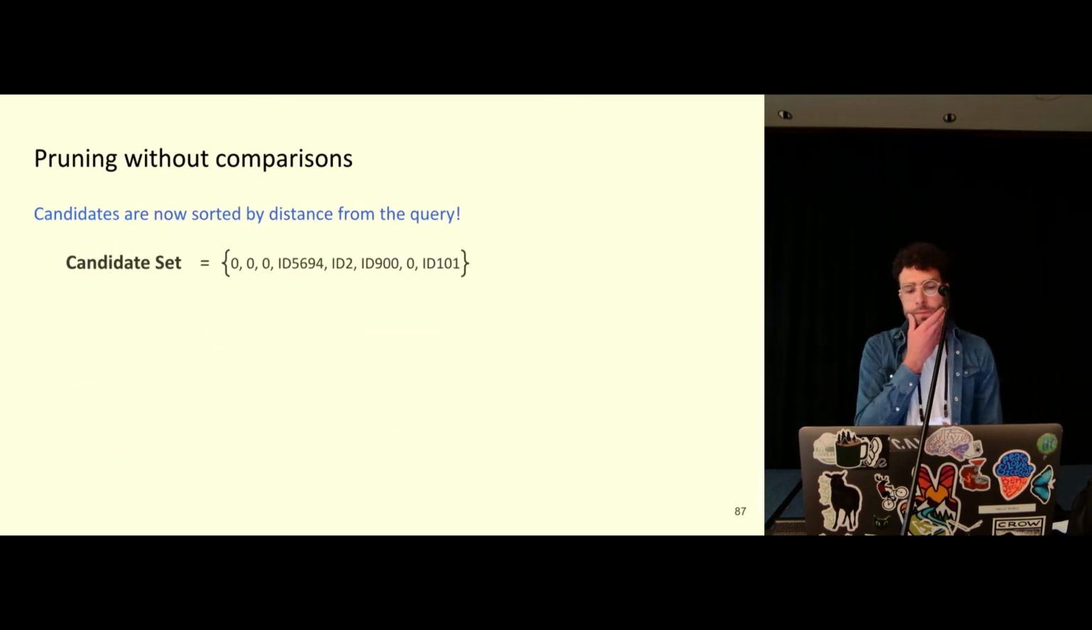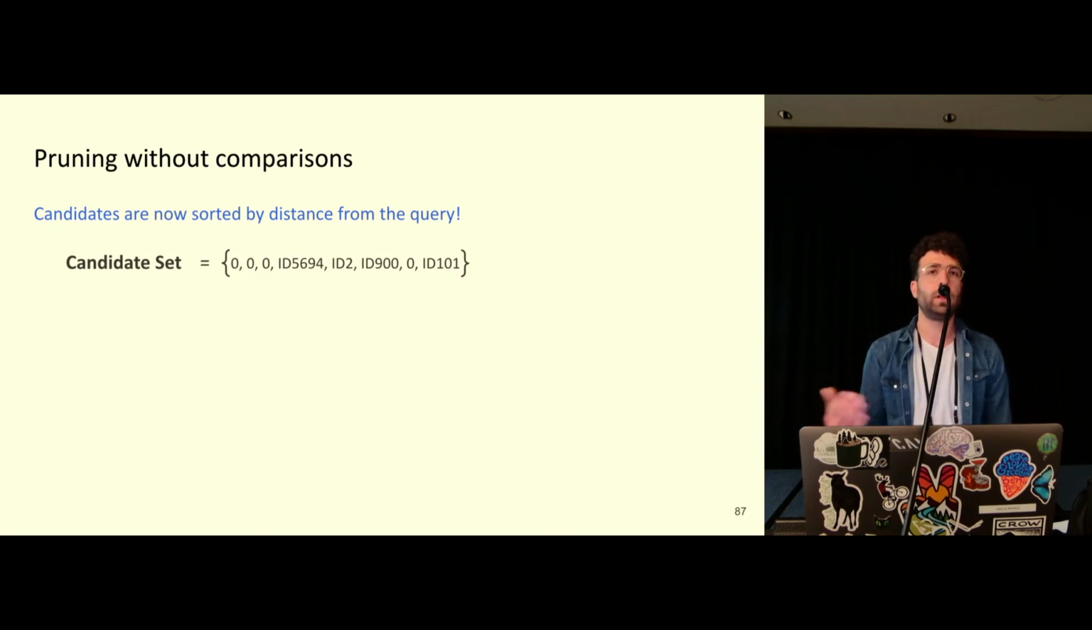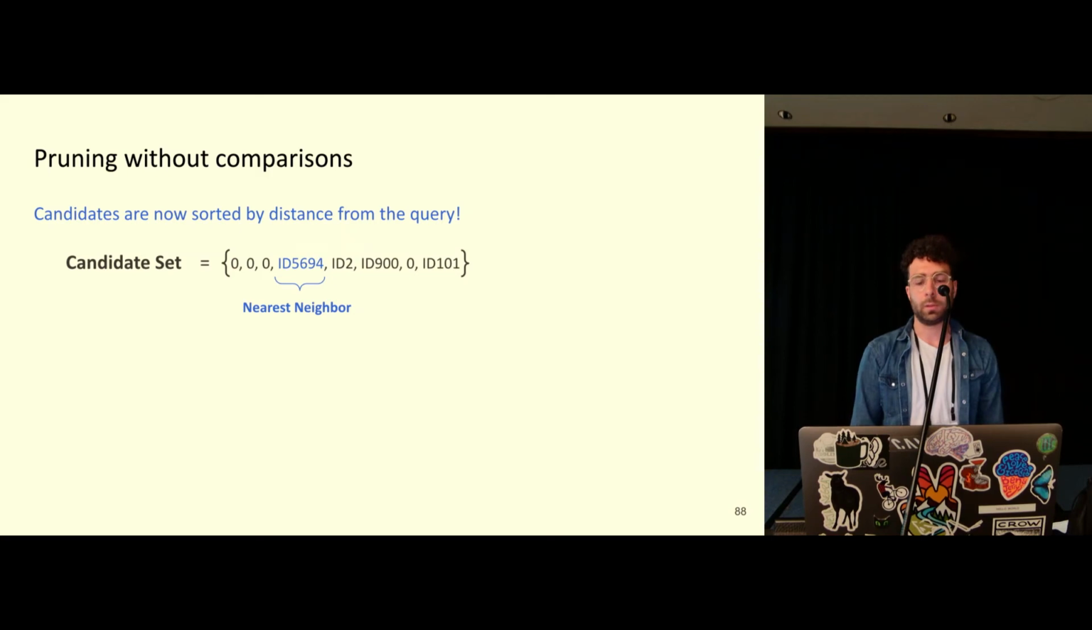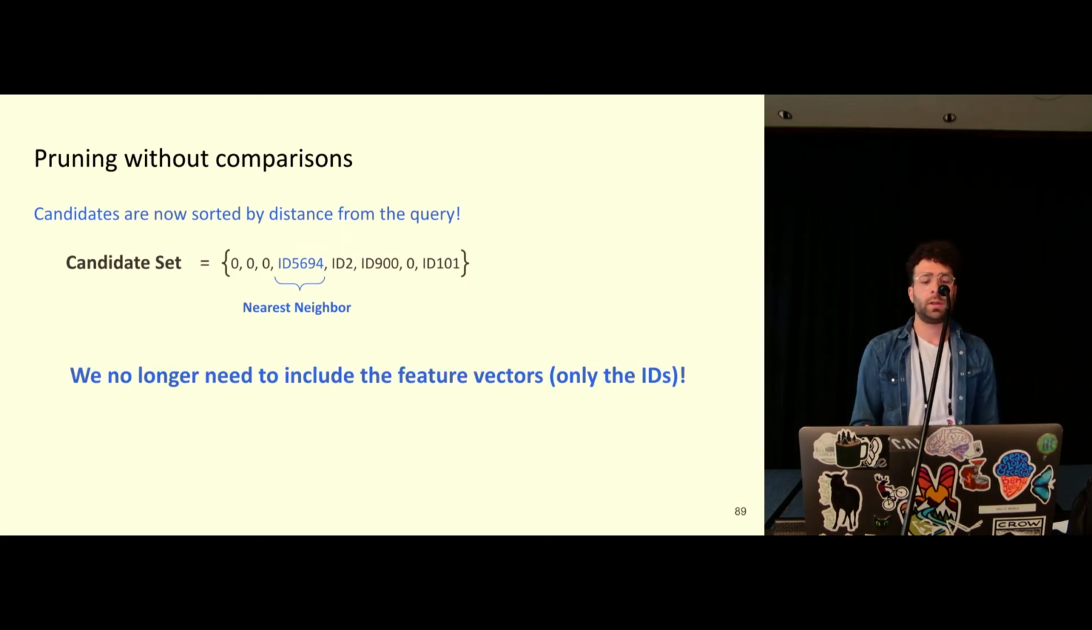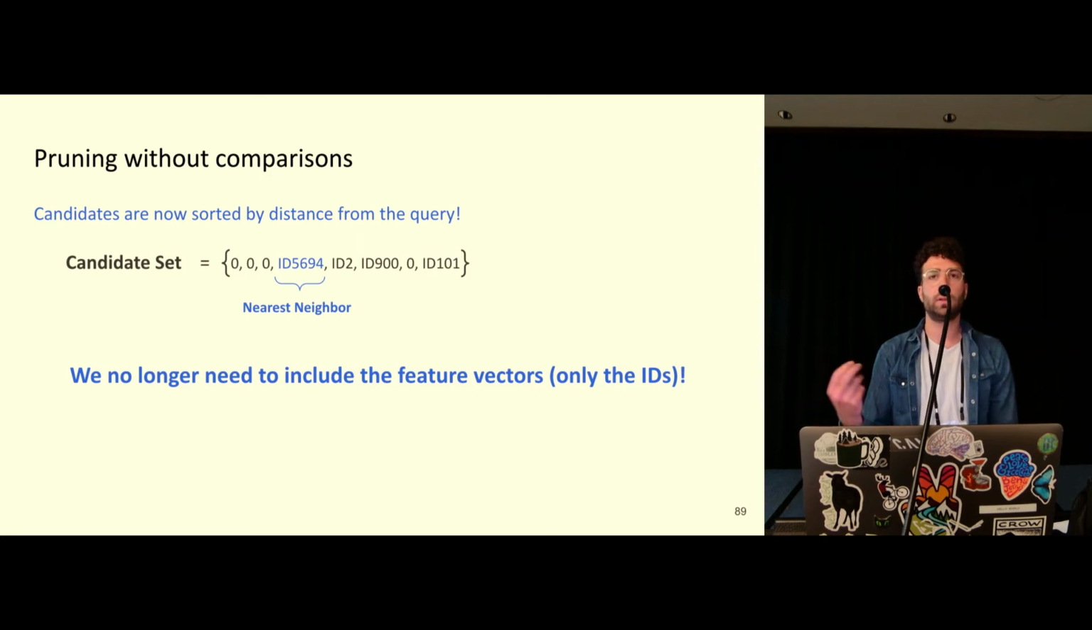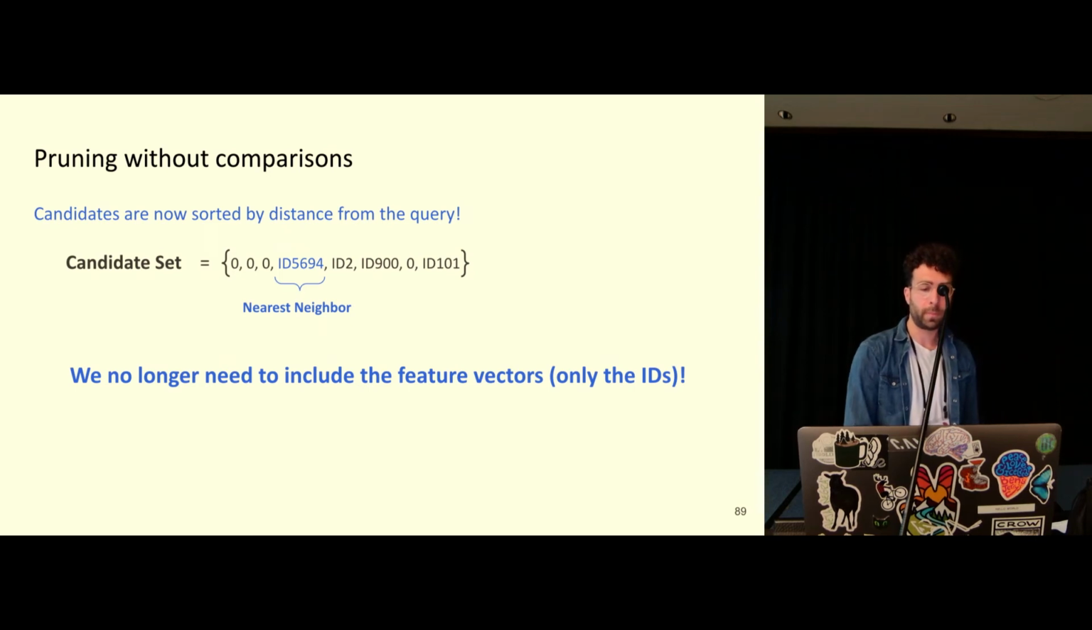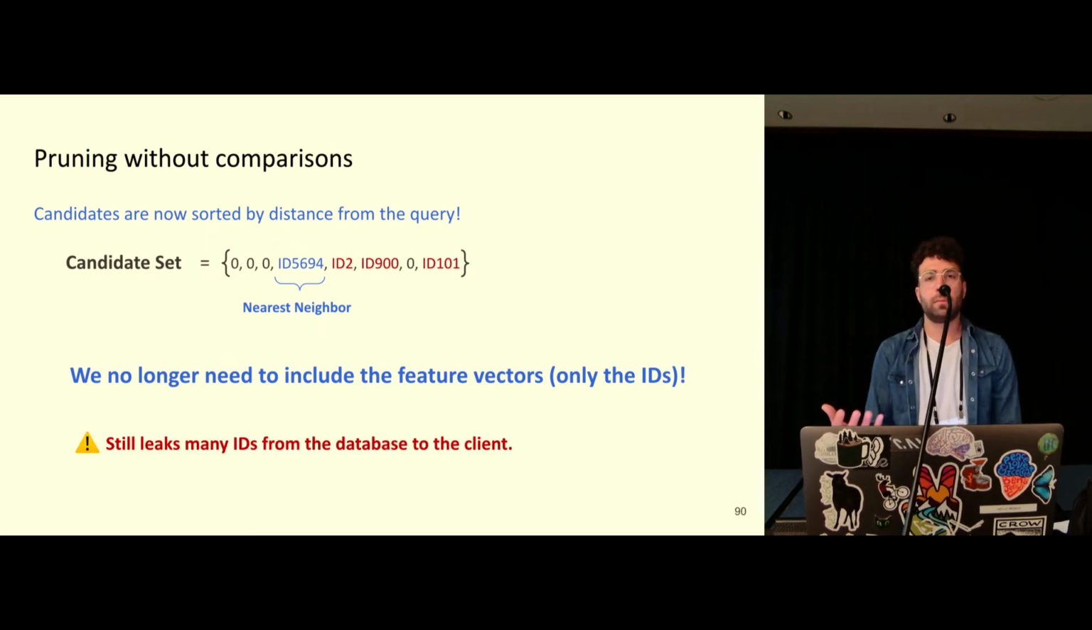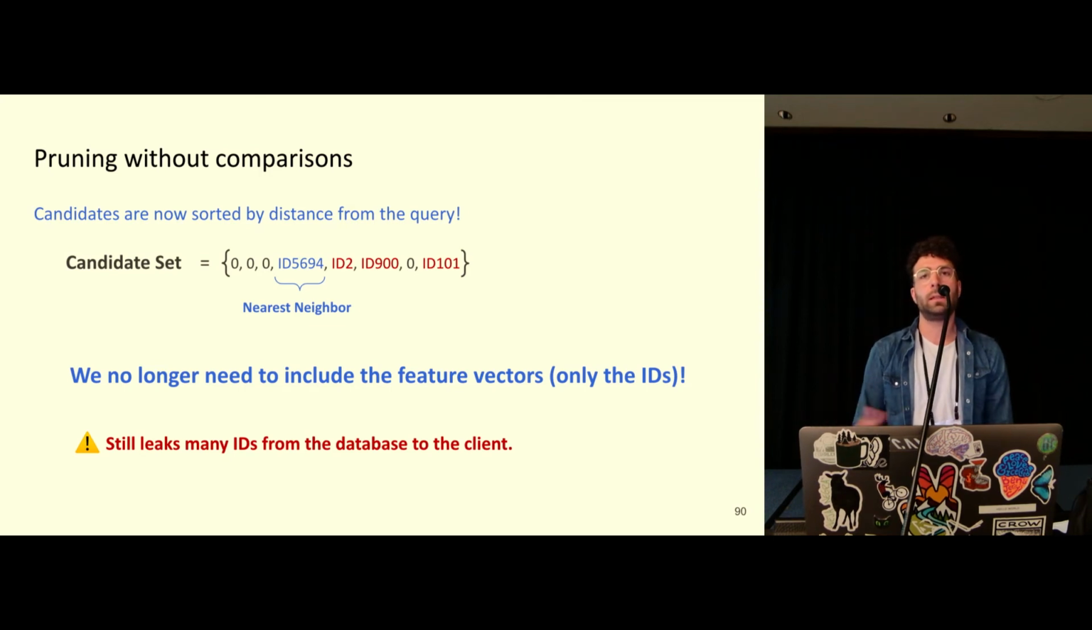So the key advantage here is that all the candidates in the candidate set will be sorted by the relative distance from the query. And the first non-zero element in this candidate set is likely to be the nearest neighbor. The advantage here is that we no longer need to include the feature vectors. We just need to include the IDs. So this eliminates some of the leakage because now the client doesn't have to learn the exact features of each point. It just learns the IDs of the points that collided with the query. However, this is not enough because the client will learn all the IDs of all the other points that surround the query and maybe even some false positives in the database.